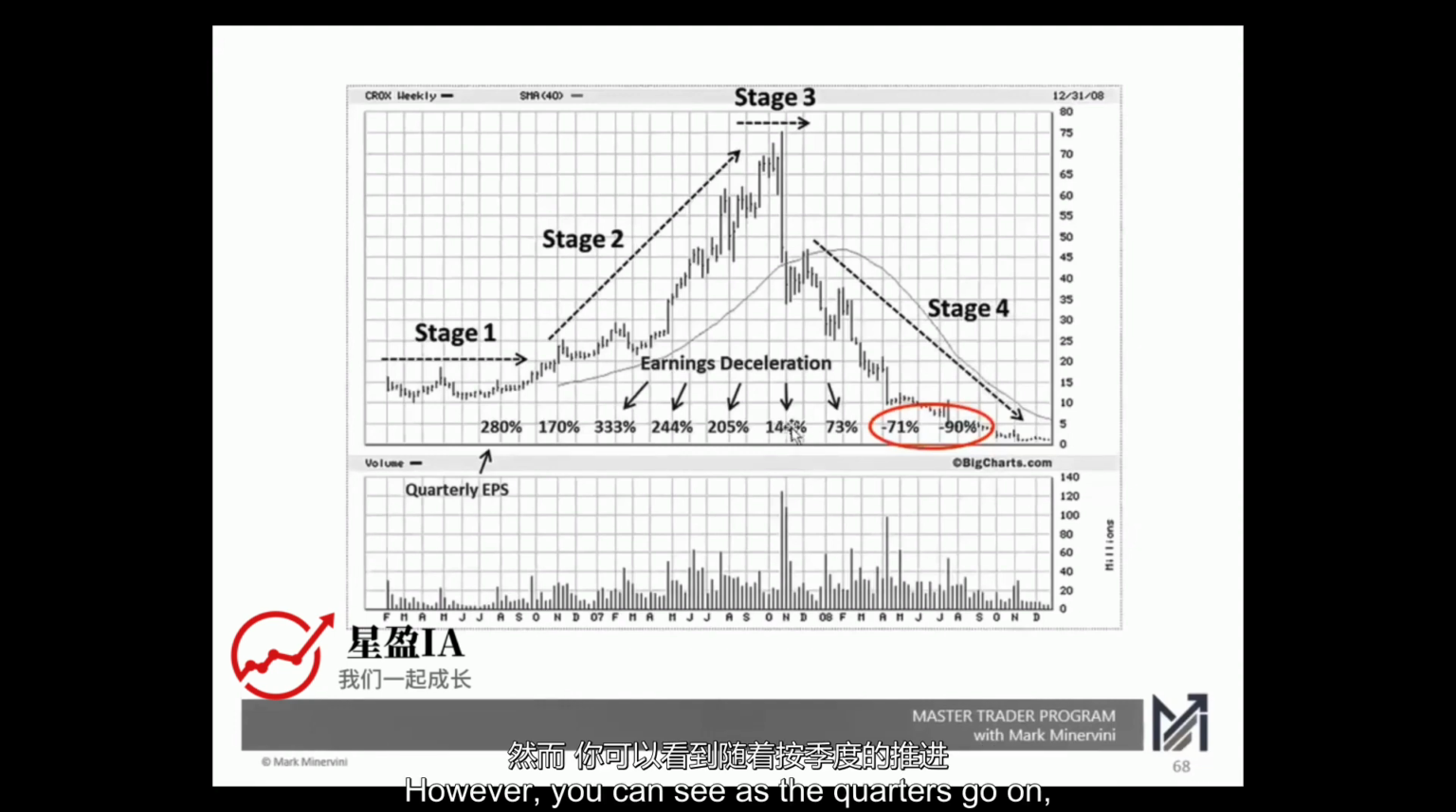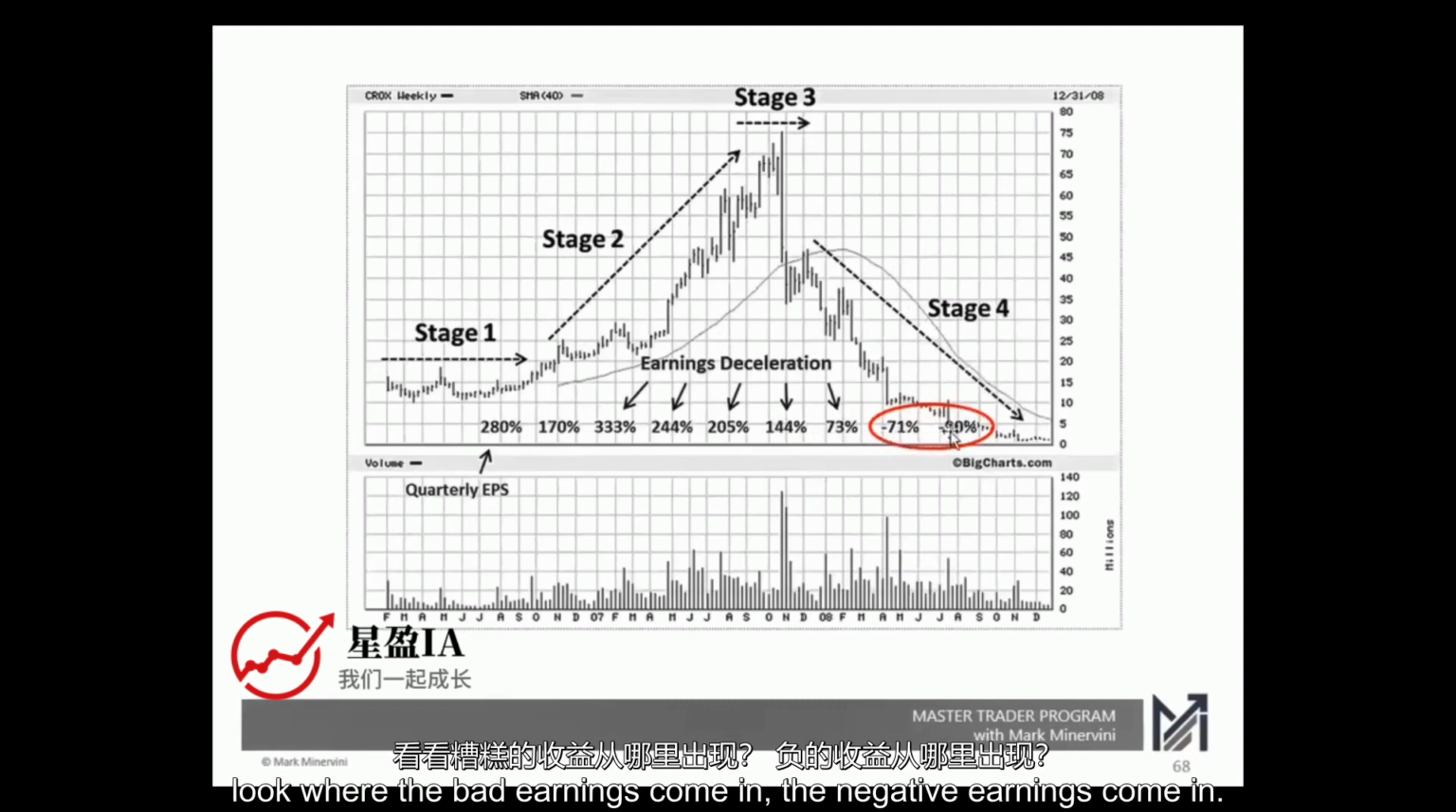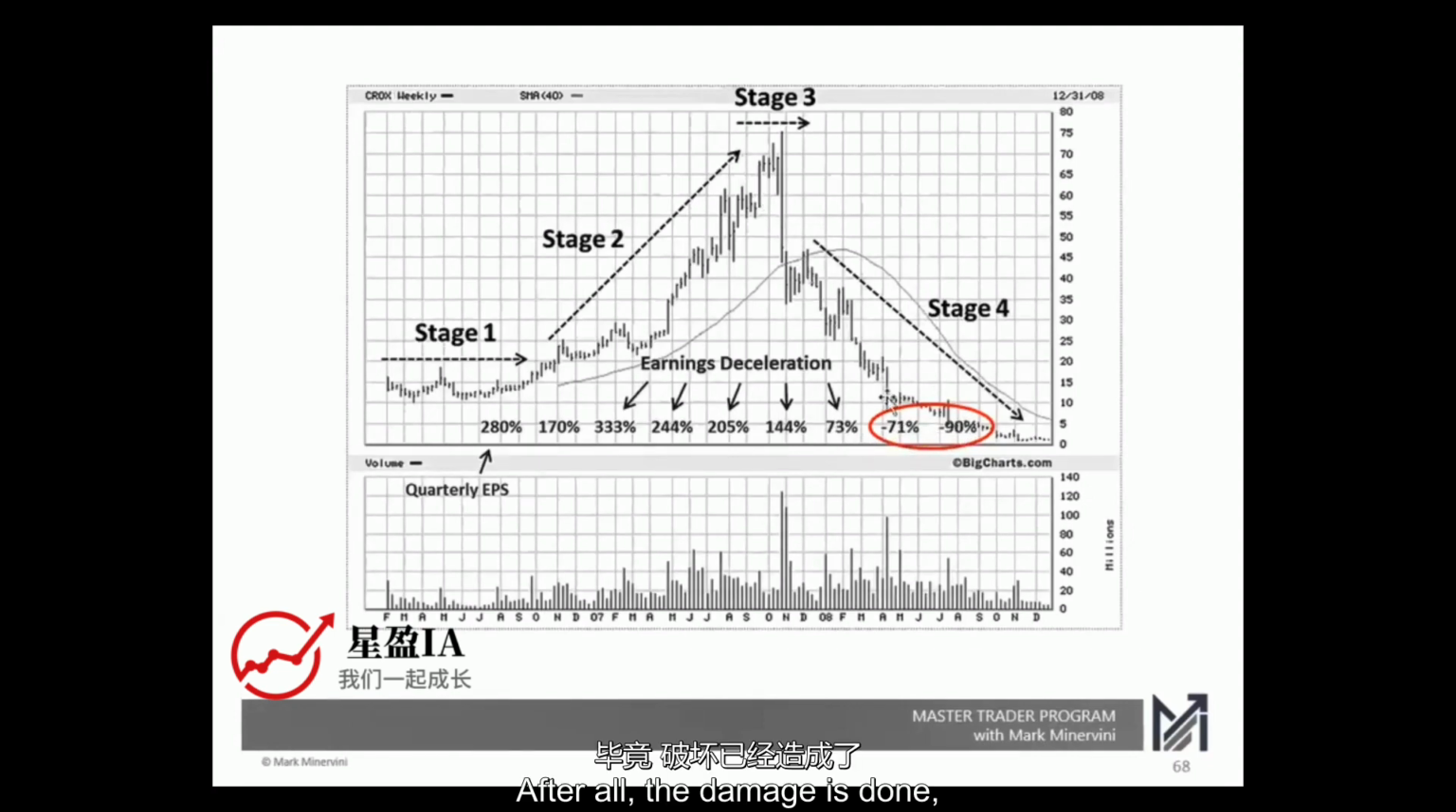However, you can see as the quarters go on, look where the bad earnings come in, the negative earnings come in after all the damage is done. Almost all the damage is done, and then all of a sudden, now comes the bad news.